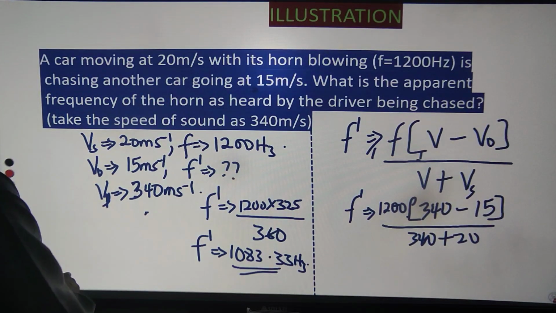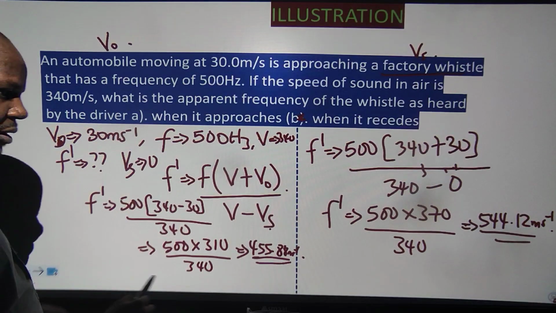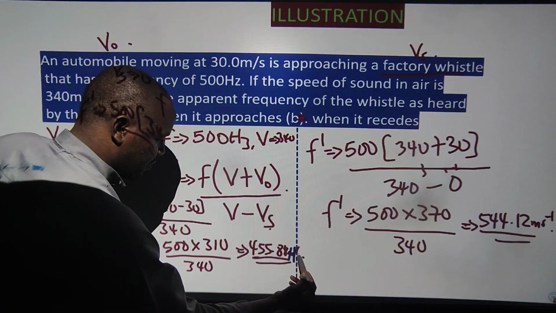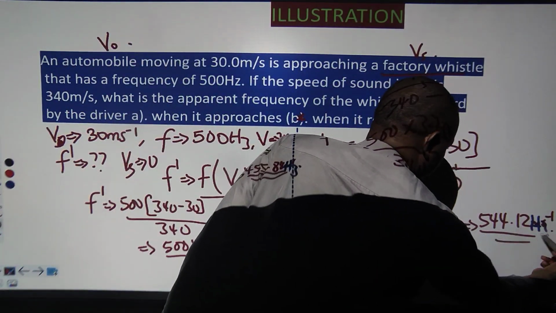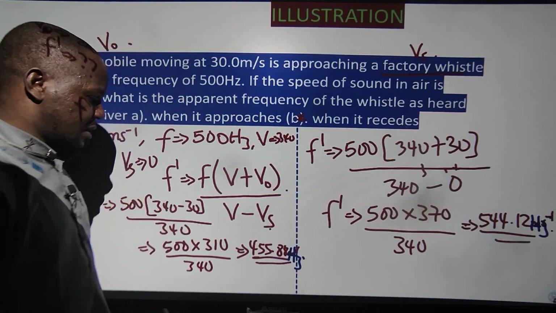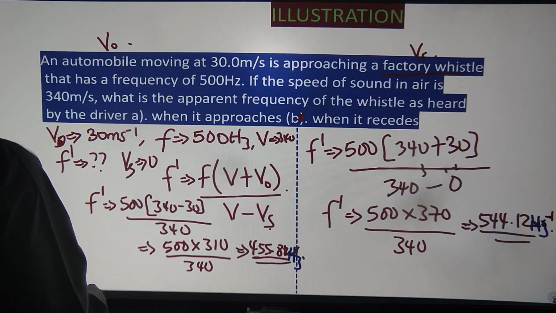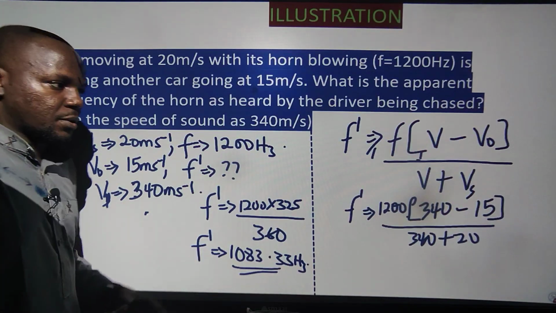So please note that Hz should be used, it is frequency. Maybe the previous one we were writing meters per second. So the answer should be in Hz. Apologies. So please note that we are calculating frequency. Sometimes it happens. SI unit of frequency is Hz. So that is that about that, guys.